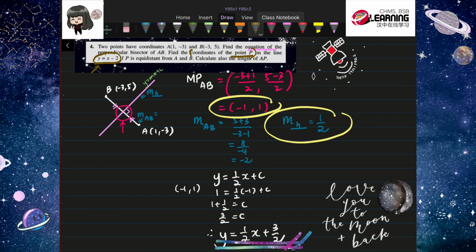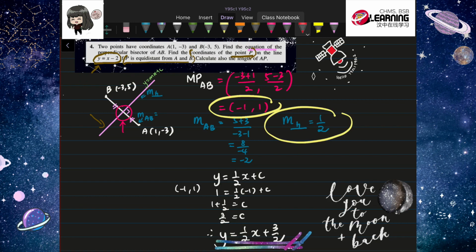Okay, the next part says P is equidistant from A and B, meaning that it's on this perpendicular bisector line, because any point on this perpendicular bisector will be equidistant from A and B. So it must be on this line, and must also pass through y equals x minus 2.